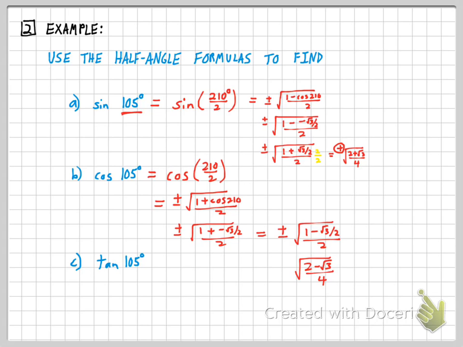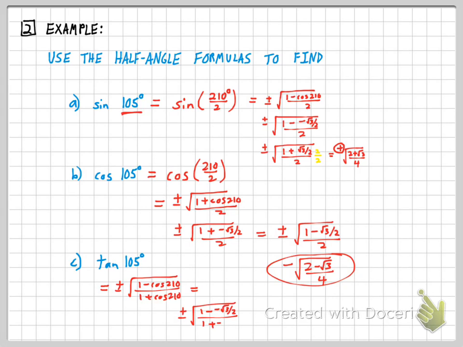In this case, 105 is in the second quadrant, so I want my answer to be negative, so that's your final answer. Okay, and we'll use our tangent formula this time, so it's going to be plus or minus the square root of 1 minus cosine 210 over 1 plus cosine of 210. When I plug in my value there, I end up with square root of 1 minus negative root 3 over 2 all over 1 plus negative root 3 over 2.